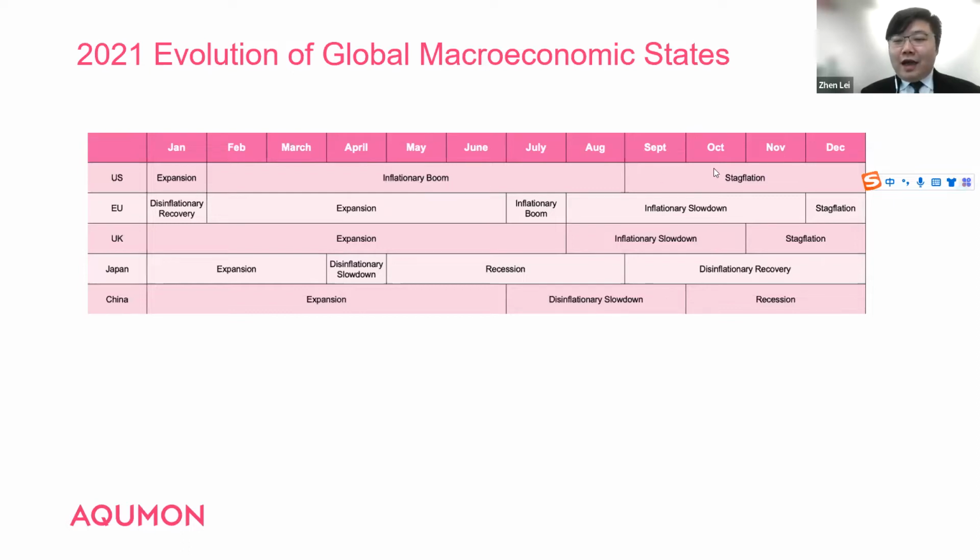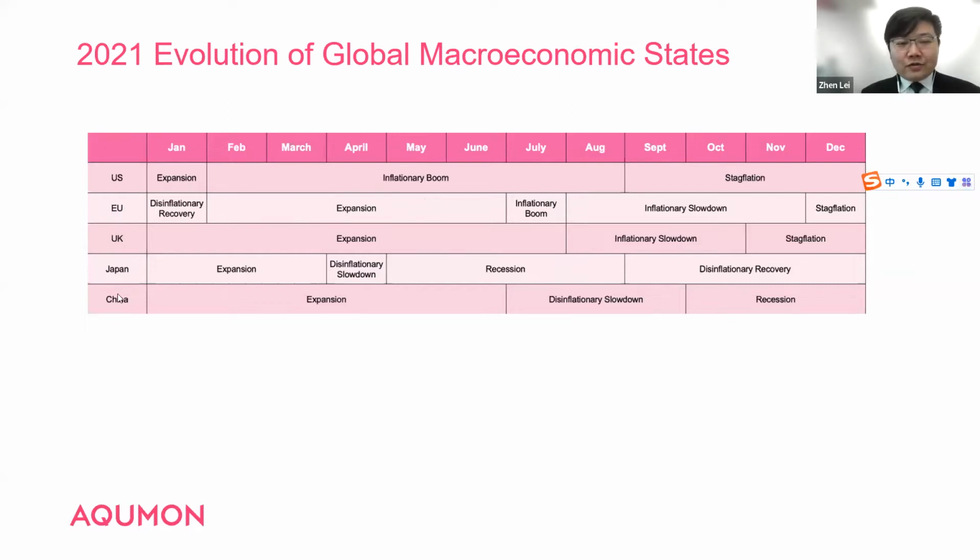slowed down, and in the last few months, it actually experienced a state between inflationary slowdown and stagflation. It cannot be defined as stagflation like what happened in the 1970s. However, it is moving towards that kind of state.